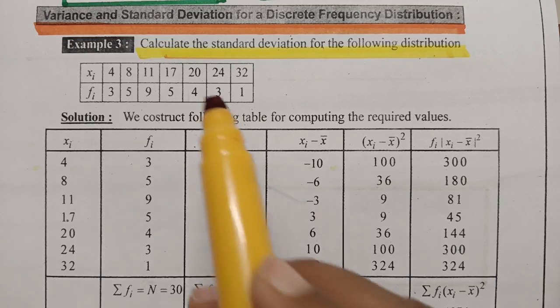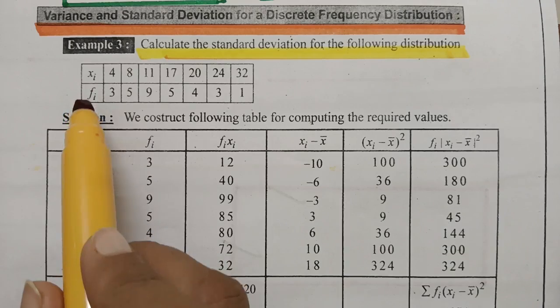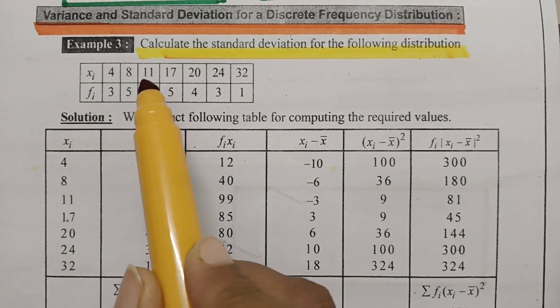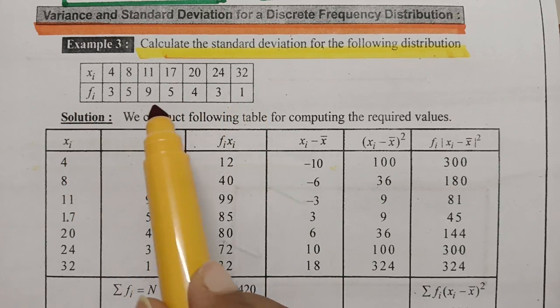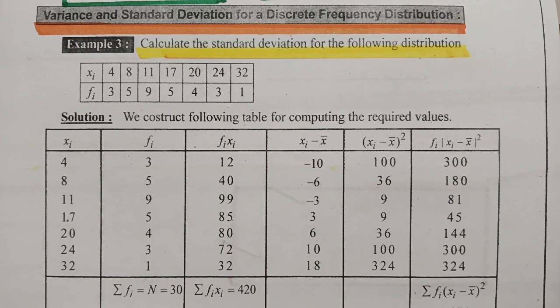Now, in this video, we are going to calculate the standard deviation for the following distribution where x values and frequency values are given. The x values are 4, 8, 11, 17, 20, 24, 32 and the frequency values are 3, 5, 9, 5, 4, 3, 1. So now we construct the following table for computing the required values.